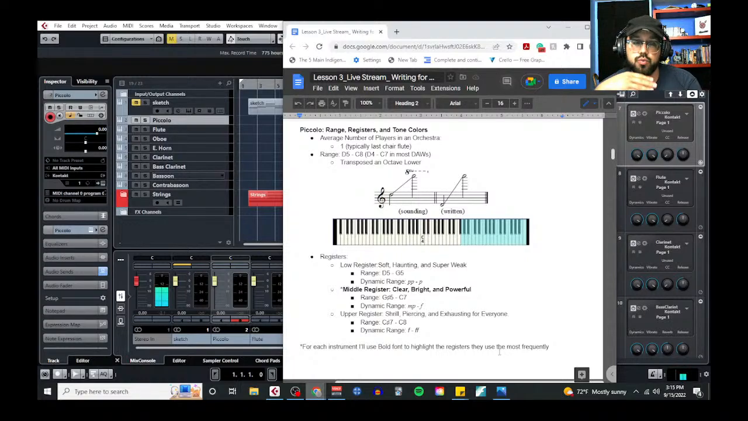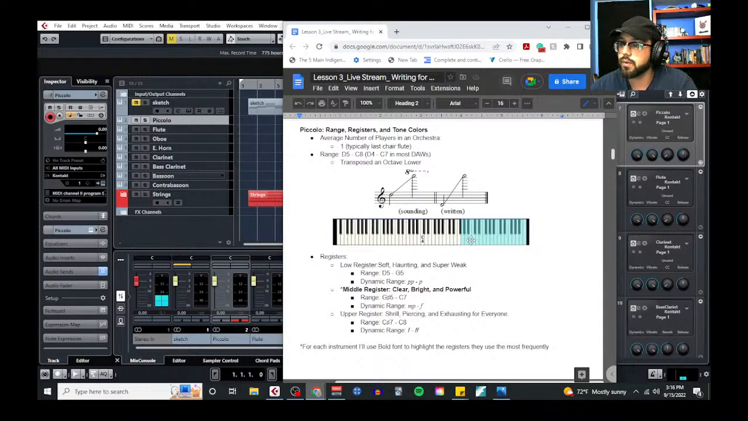Now, the piccolo's range goes from D5, which is the D of a little more than an octave above middle C. So you can see that this is middle C here. So if we go up an octave higher, we find that D5, and, I made a mistake.